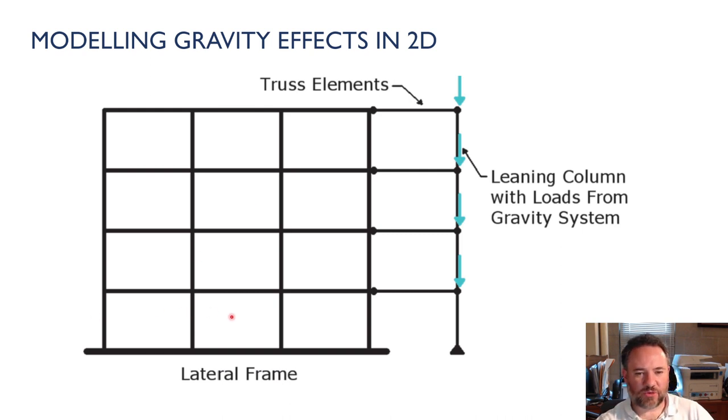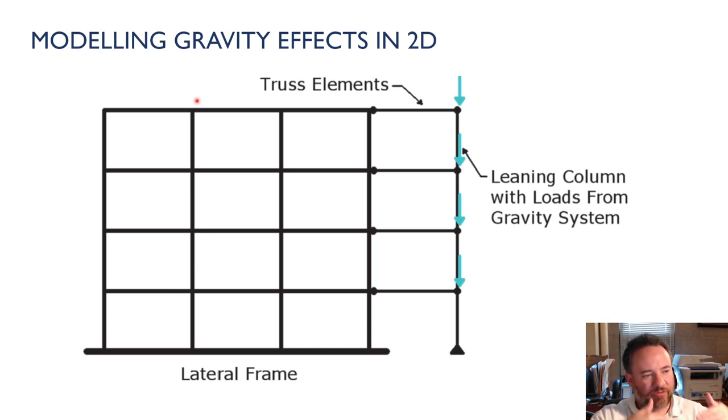So maybe I have three bays of that lateral frame, and I have all sorts of nonlinear elements in here. I have beams that yield, and I've made plastic hinges, and I've applied the correct transformations and everything. Well, that frame has some gravity loads, but it only has the gravity loads that are directly next to the frame, right?